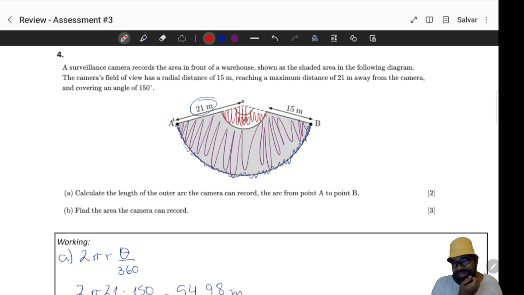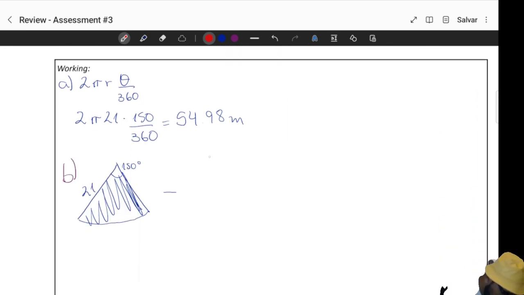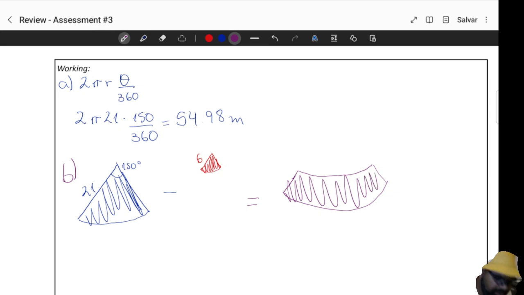What is this small section? Can you see I have 21 and 15. 21 is everything, 15 is the shaded area. I just need to subtract. 21 minus 15 is 6. Then, minus the small area, which is 6. What is left over? It's left over the shaded area. It's not perfect. I'm not intending to make things perfect, but to make things you can understand.